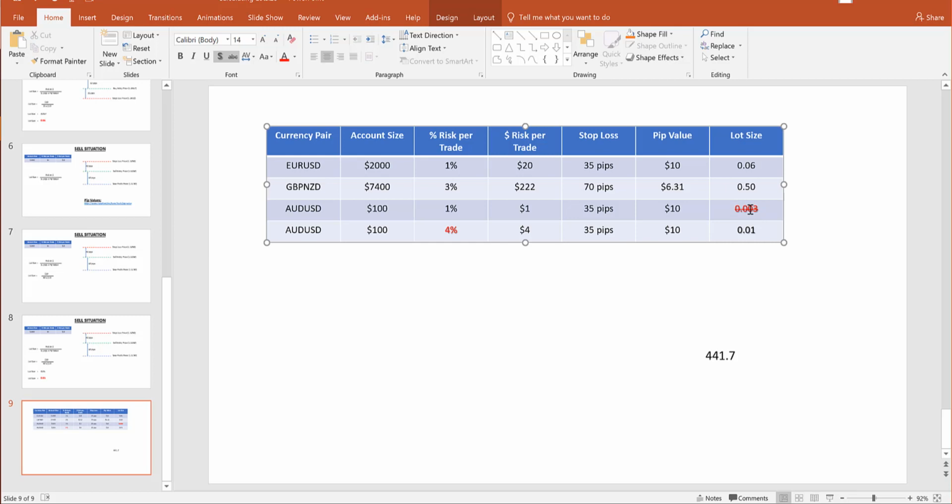So 2 decimal places means that you cannot take this trade because the least lot size you can have is 0.01. This 0.003 is not enough to make it a 0.01. So you cannot take that trade at 1%.